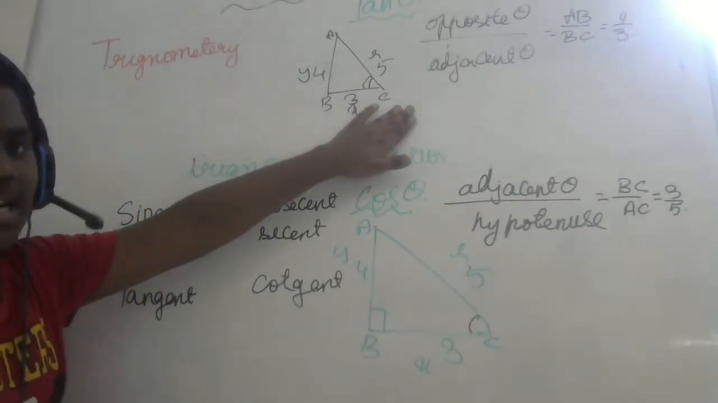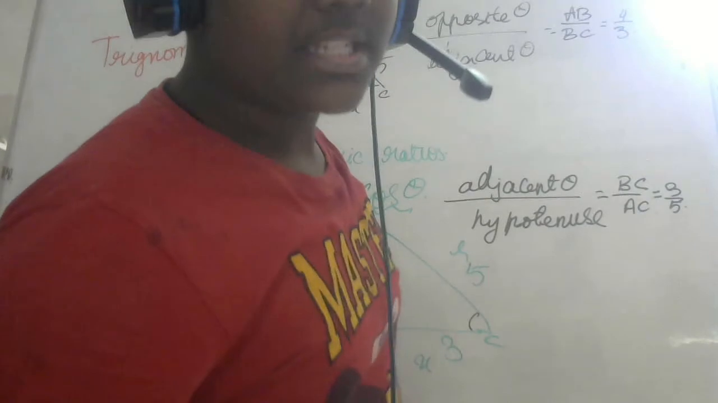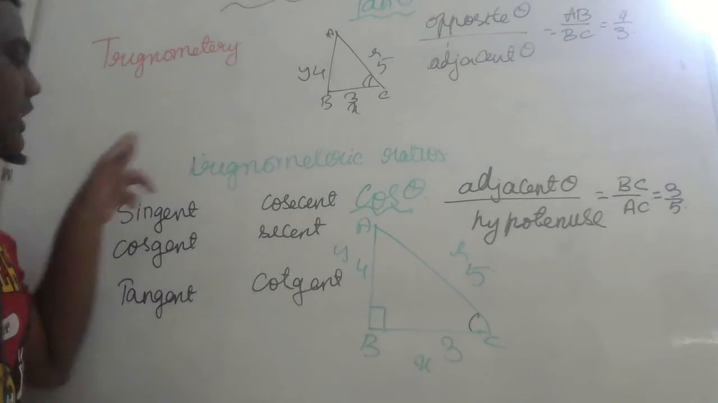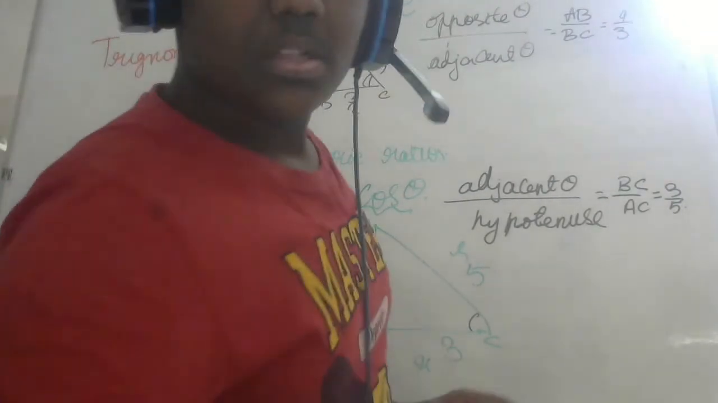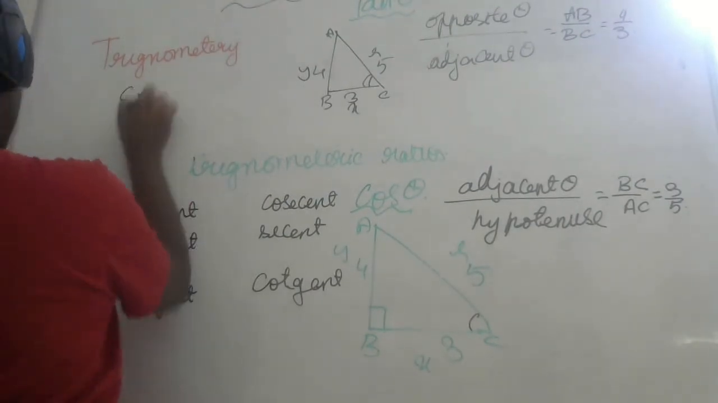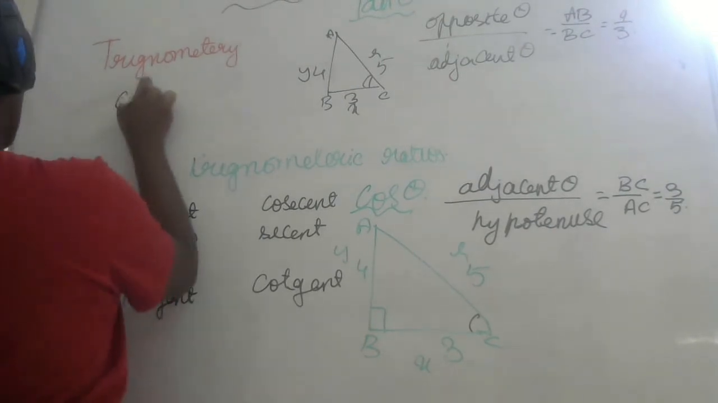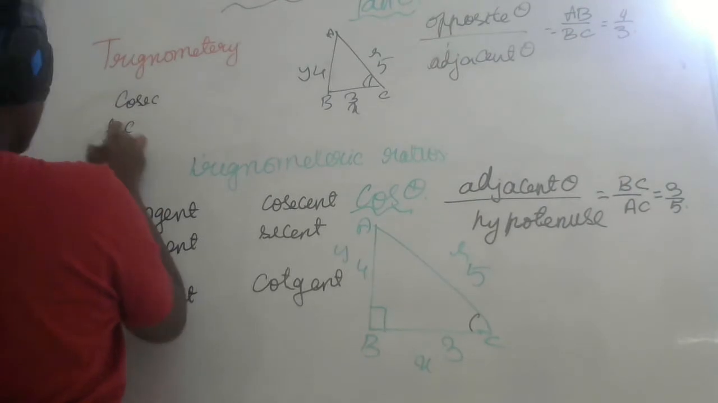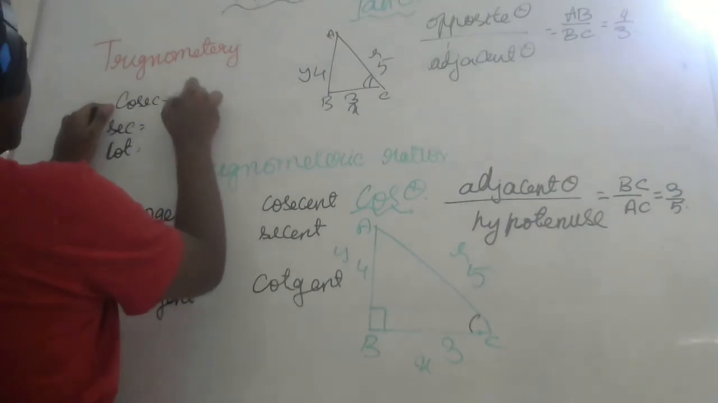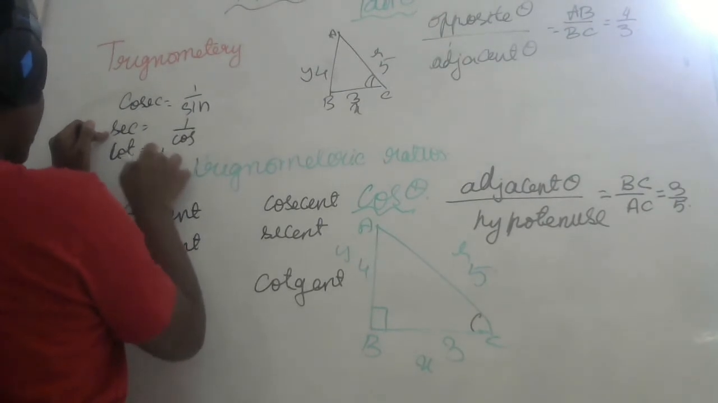Now did you understand? I think you have understood up to tangent. Now the rest three ratios are exactly opposite to the first three ratios. Let me show it here. First I am writing sine, cos, tan, and let me write these three ratios: cosec, sec, and cot. Cosec is nothing but 1 by sine theta. Sec is nothing but 1 by cos. Cot is nothing but 1 by tan.